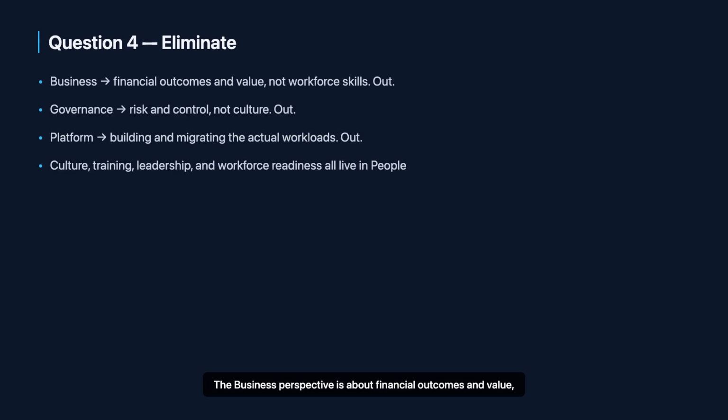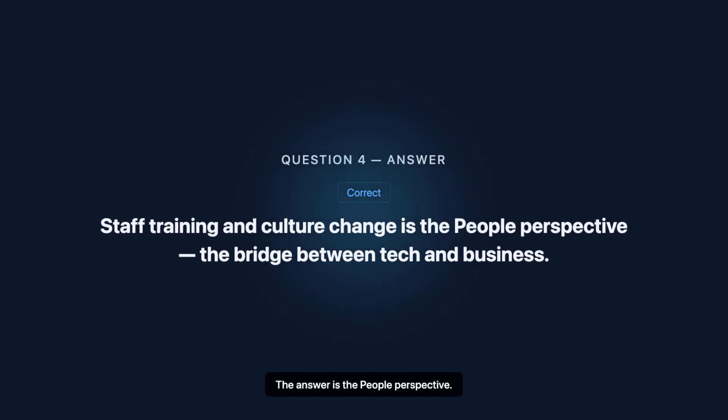Eliminate. The business perspective is about financial outcomes and value, not the workforce itself, so that's out. Governance is about risk and control, not culture, out. Platform is about building and migrating the actual workloads, technical, not human, out. That leaves the one perspective that owns culture, training, leadership, and workforce readiness. The answer is the people perspective.